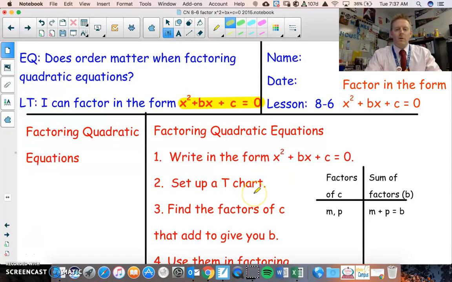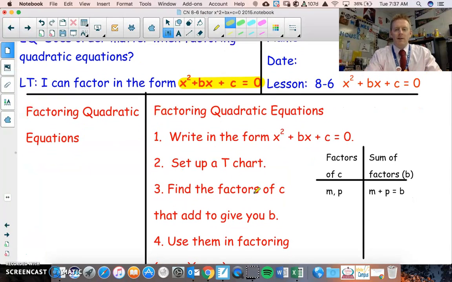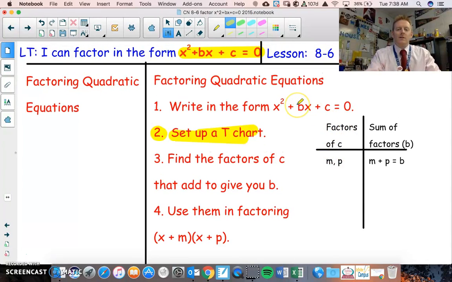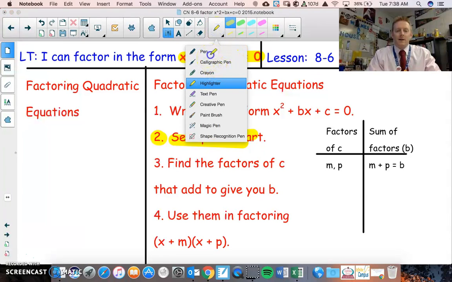So what we are going to do is have a specific method to undo the foiling that took place to get this as our answer. So that's what factoring is. Step 2 already is to make sure that we have a t-chart. So we look for the factors of c. So things that multiply to make c are what we're looking to have happen.